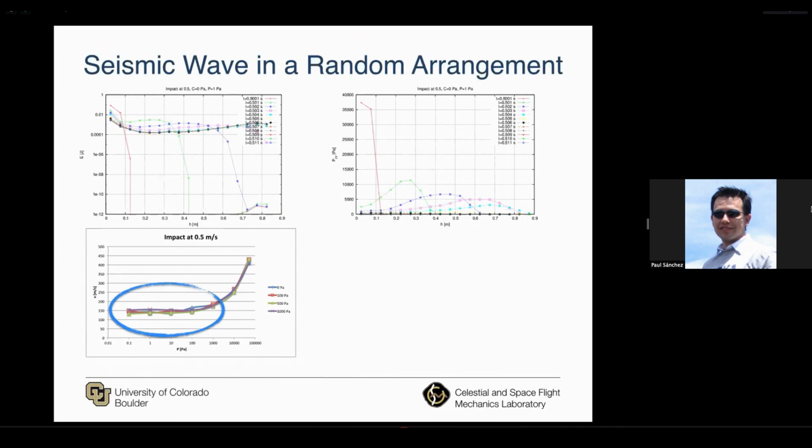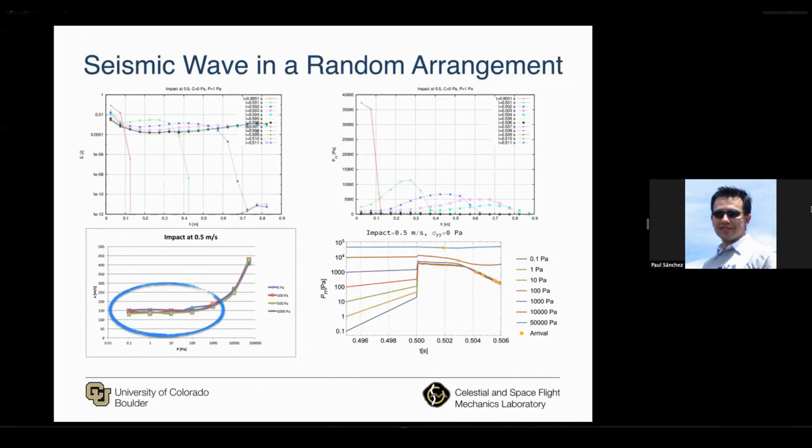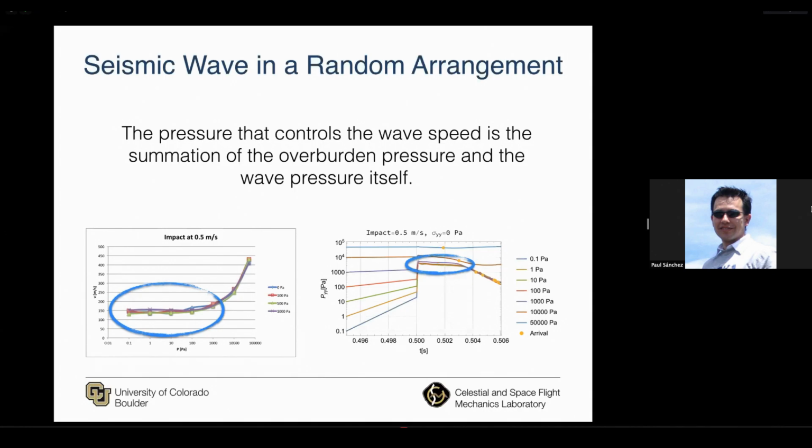And if we take all the simulations we have done for this specific impact speed, this is what we find. So regardless of the value of the overburden pressure, once we start the wave, the pressure of the container changes to a few thousands of pascals. So really, the pressure that controls the wave speed is the summation of the overburden pressure and the wave pressure itself. So if you have a very tiny pressure, which is negligible in comparison with the pressure given by the wave, for the same impact velocity, you will have the same wave speed.